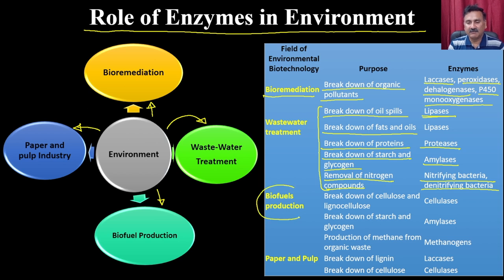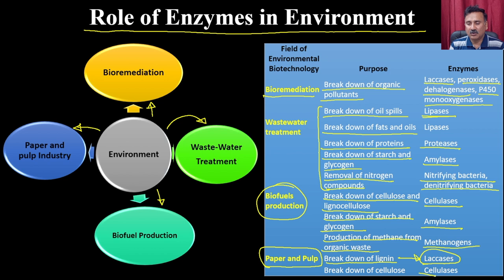Then we have the role of enzymes in biofuel production. You can have the breakdown of celluloses and lignoses, the breakdown of starch and glycogen, and the production of methane from organic waste. This is done by different enzymes such as cellulases, amylases, and methanogens. We also have the role of enzymes in the paper and pulp industry, where you can have the breakdown of lignin and cellulose. The breakdown of lignin is catalyzed by the enzyme called ligninase, and the breakdown of cellulose is catalyzed by cellulases.